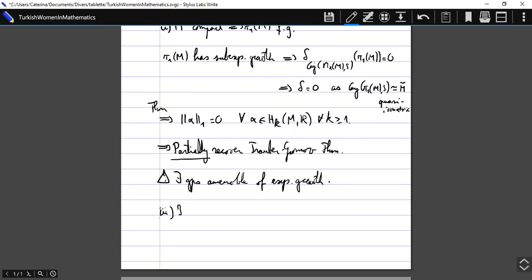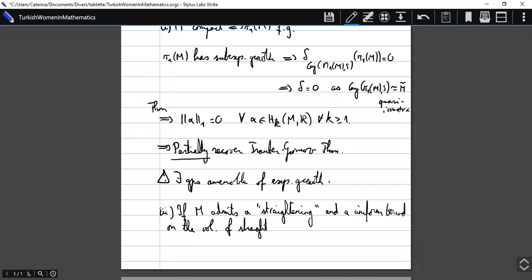So what do I mean? If M satisfies some more conditions, so it admits what we call a straightening, I will give you an idea what this is. A straightening and a uniform bound on the volume of the straight k-simplices. Let's say C_k at least 0.